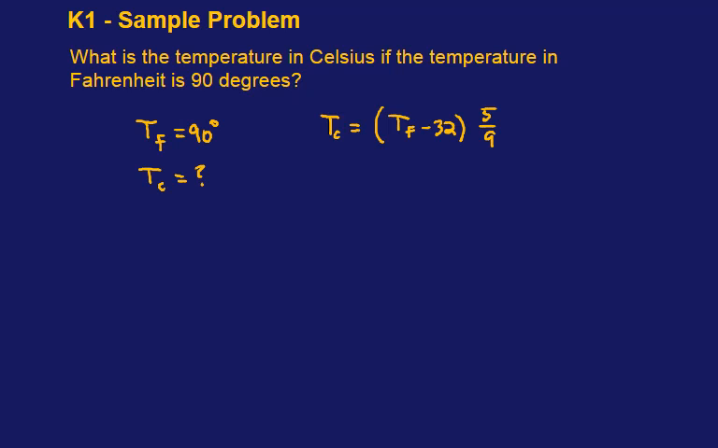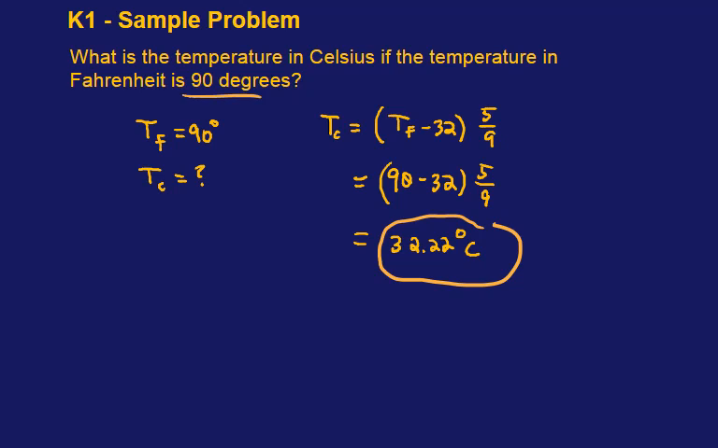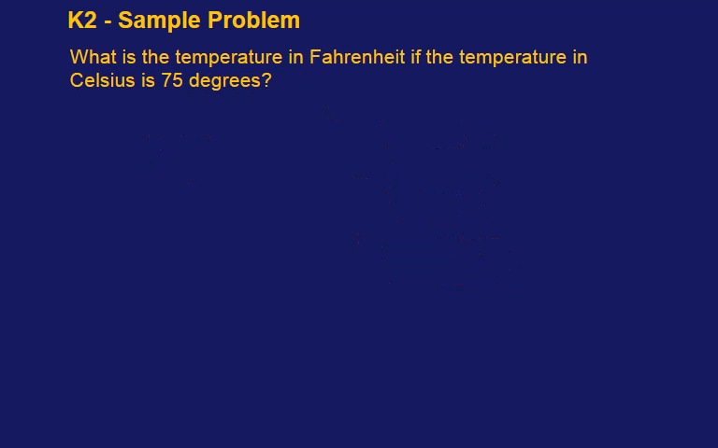All right, so we've got temperature in Fahrenheit minus 32 times 5/9, and we should get 32.22 degrees Celsius for the Celsius degree. So we started with 90 degrees Fahrenheit, and 32.22 would be that in Celsius.